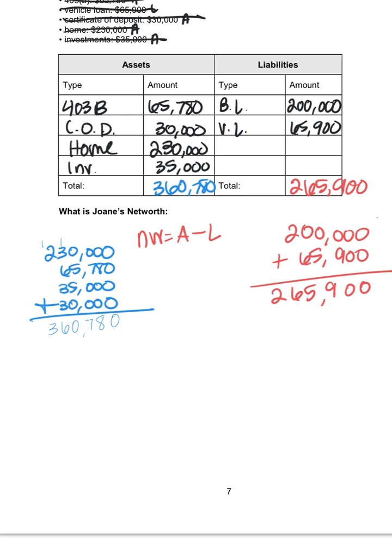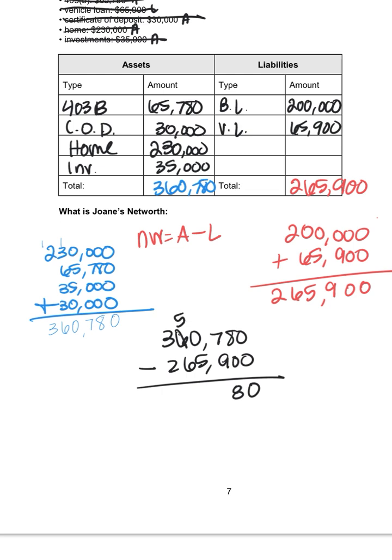So I still have to do one more step. So I'm going to do 360,780 minus 265,900. 0 minus 0 is 0. 8 minus 0 is 8. I cannot do 7 minus 9, so I must borrow.